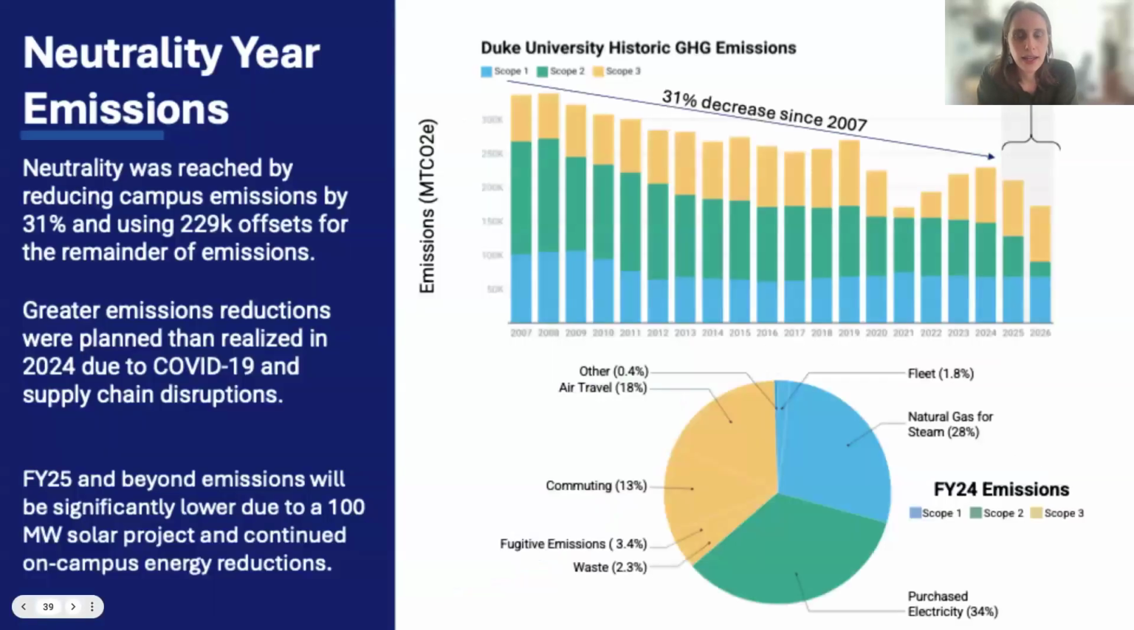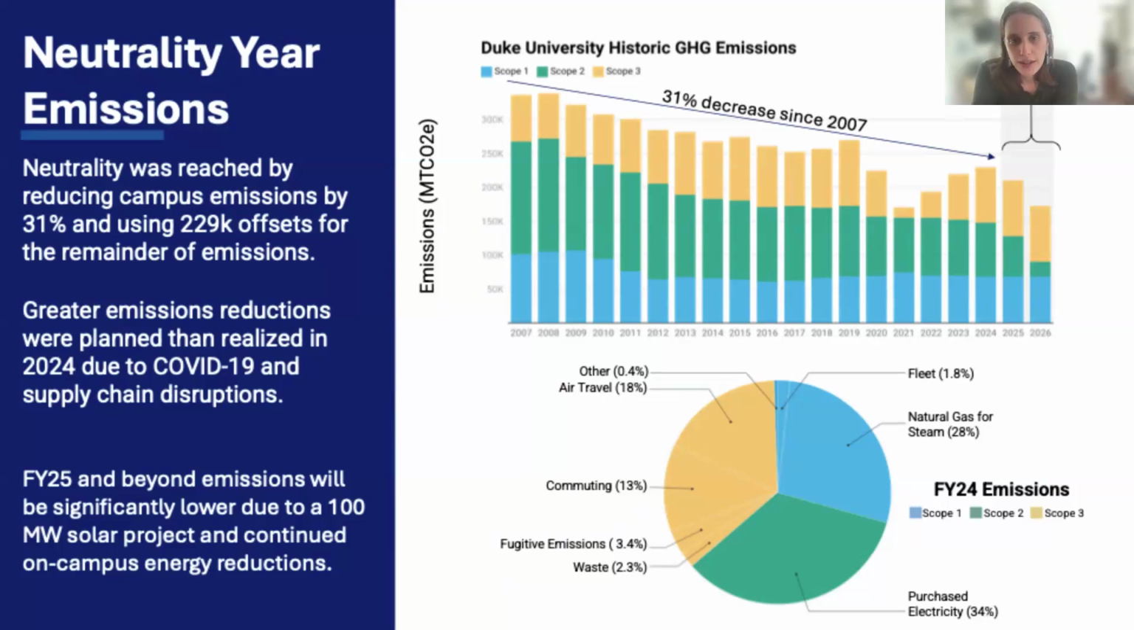Next slide. So these are our emissions from our baseline year, 2007, to now. And so we saw a 31% decrease in overall emissions from 2007. This occurred while the campus building footprint grew by 27% and population grew by 24%. And so we're really, really proud of this.